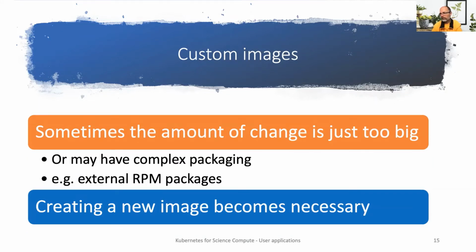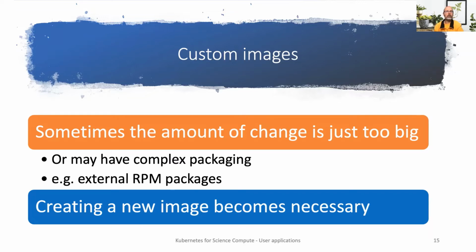Now, that's if you want to inject stuff at runtime. But sometimes the amount of change you need from any standard image that you have is just too much. Or you want to use some complex packaging. For example, if you want to install a bunch of RPMs, you don't want to try to unpack the RPM and inject it in a config map. That would be a nightmare. So instead, it's probably better to create a custom image where you can actually get all the software installed in the right way in the image itself.